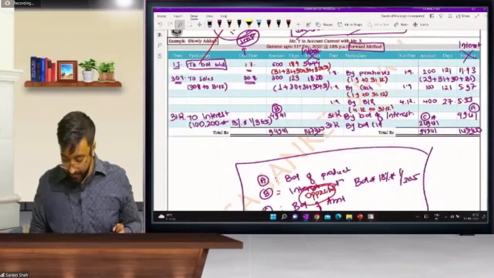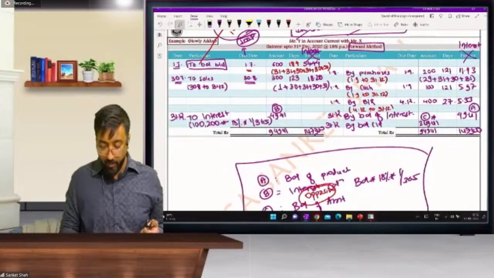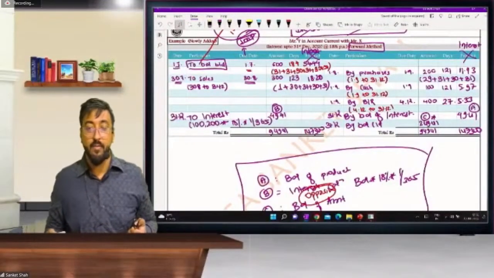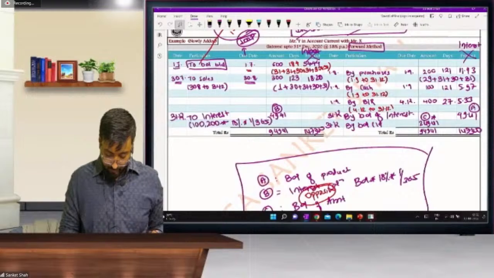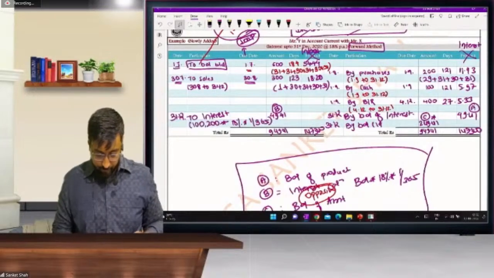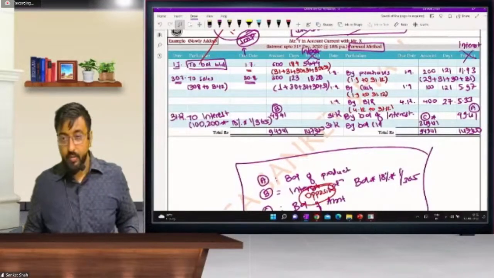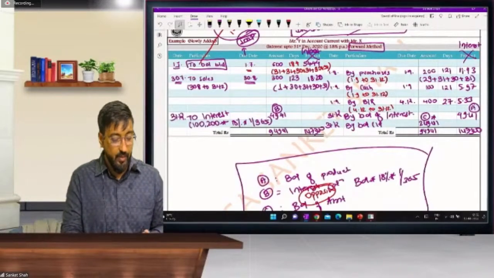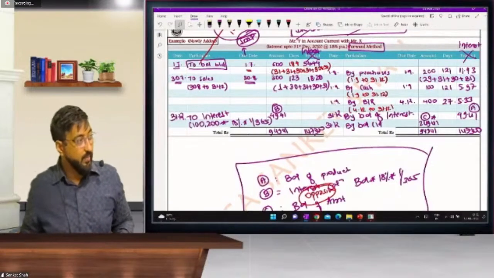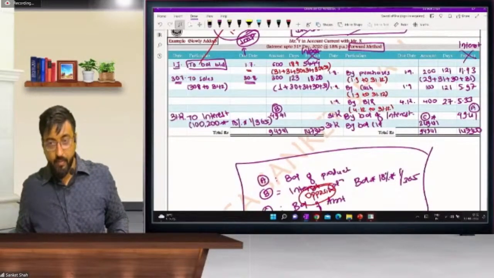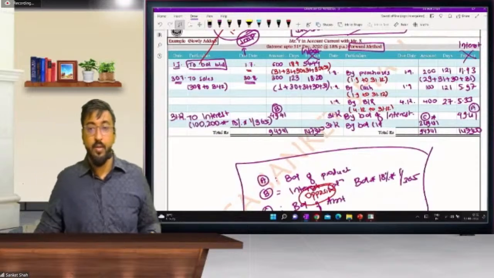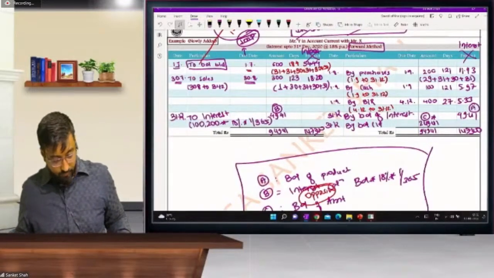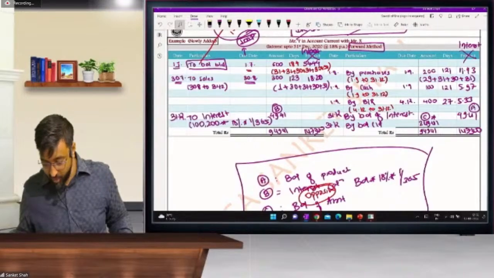49.41 is the correct answer. So you will take a total of 49.41 and then balancing figure, you will get the same answer. Chalo, take a total interest method. So this is called as interest method.